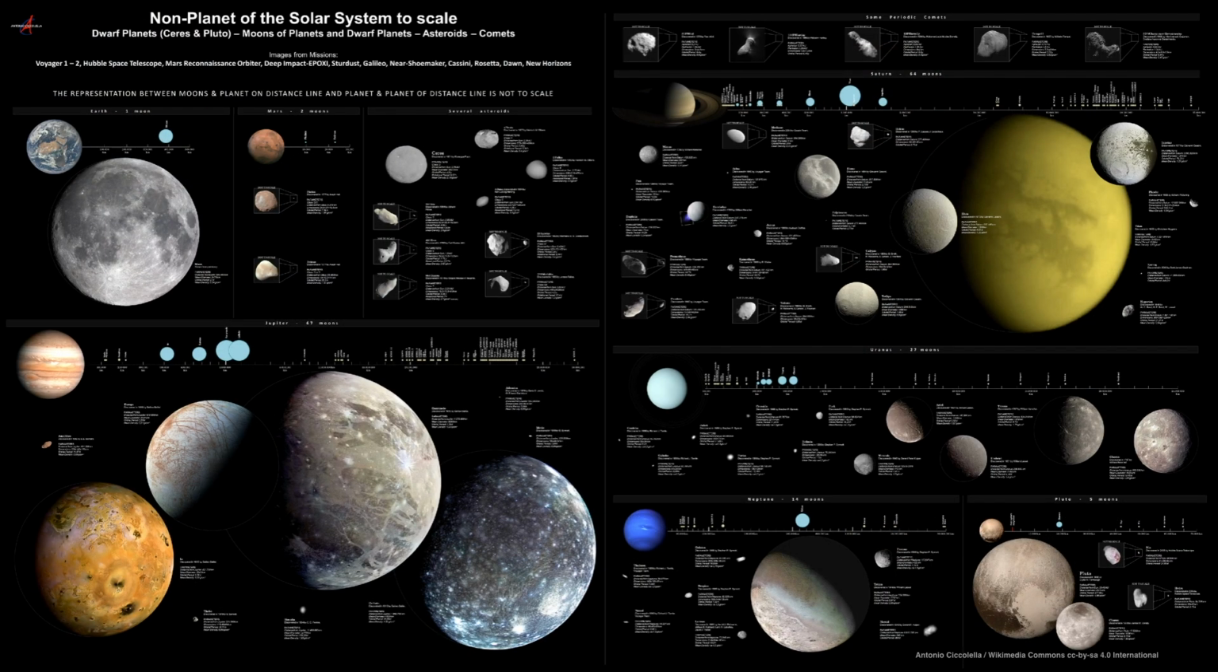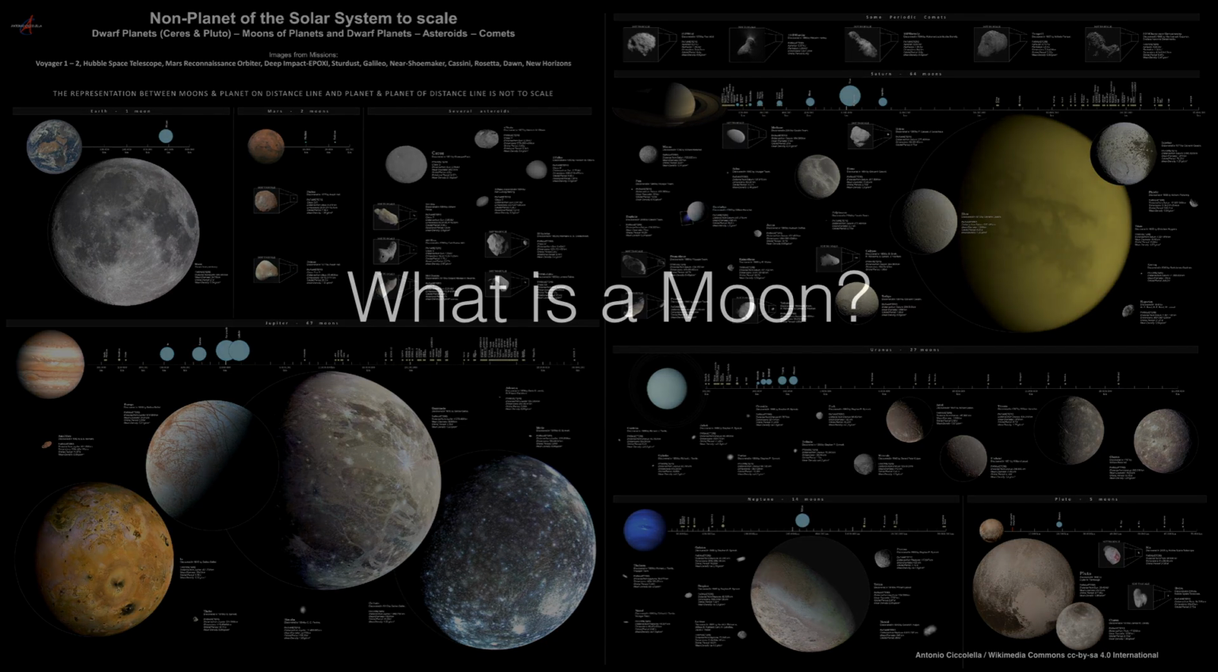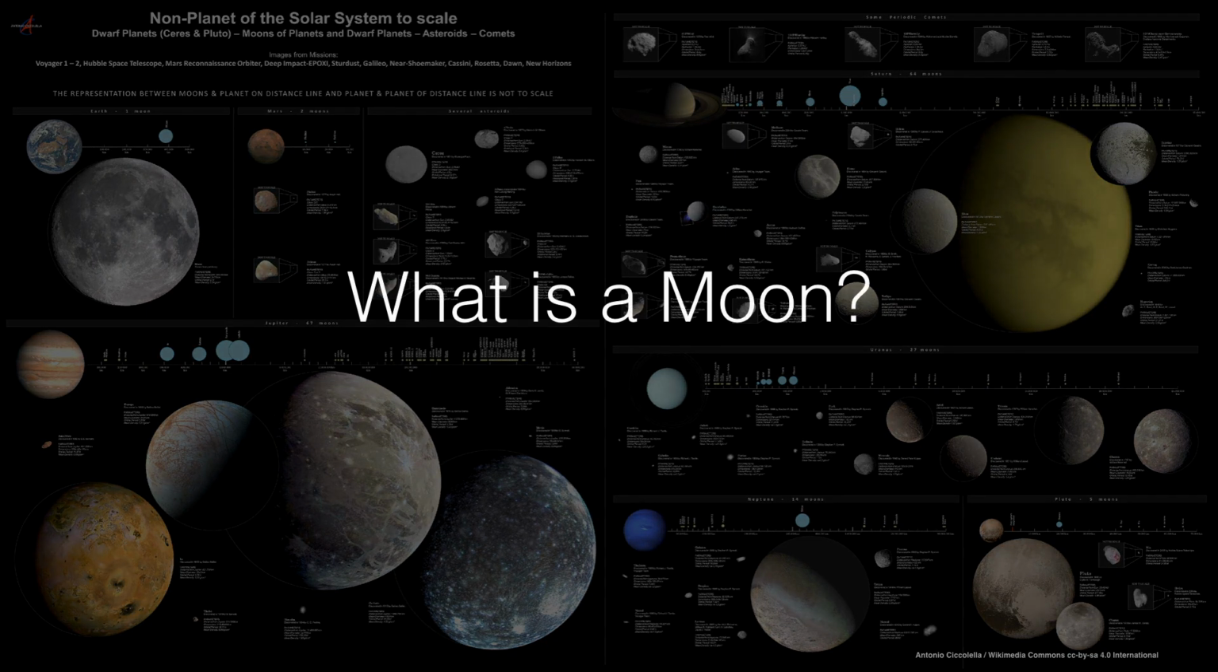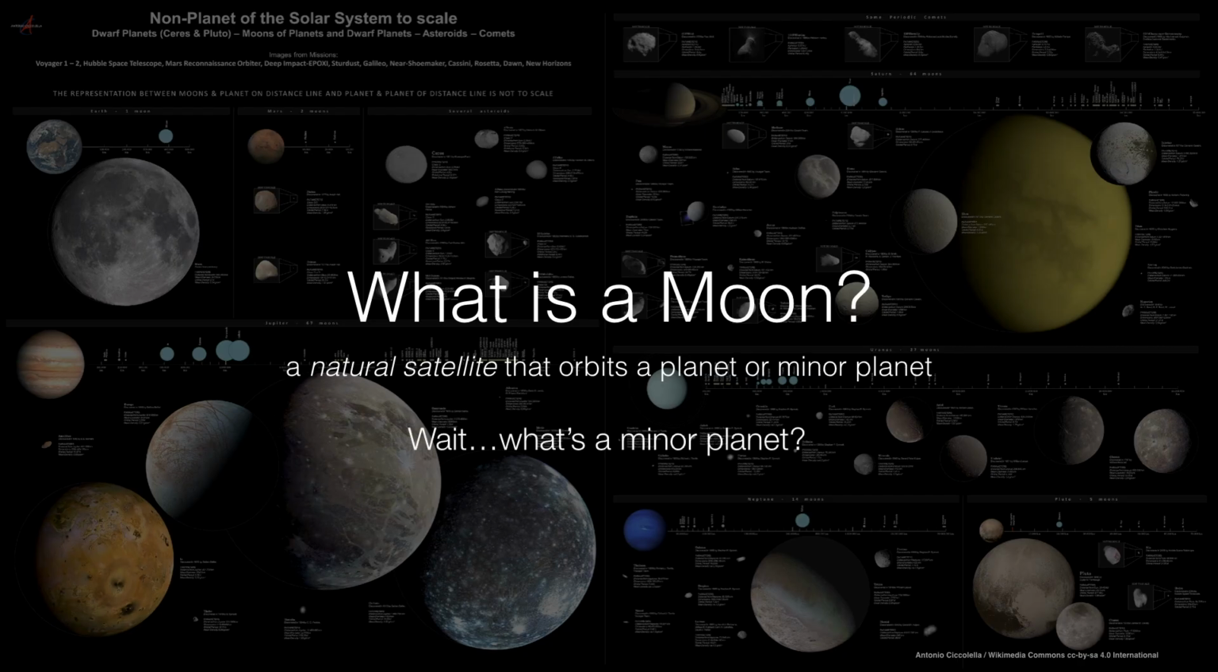But if we turn our attention back to the rest of the moons, there is a huge variety to select from. But first of all, let's just think briefly about what it is to be a moon. How do we define a moon? Well, simply stated, a moon is a natural satellite that orbits a planet or a minor planet. So that begs the first question, what exactly is a minor planet?